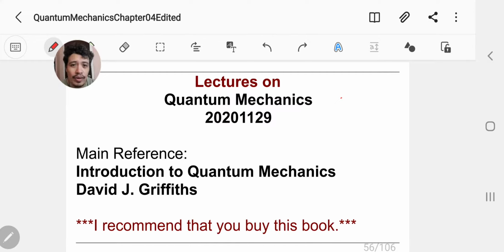And again, our reference is Introduction to Quantum Mechanics by David J. Griffiths. And I recommend you get a hold of this book. It will help you in your study about topics in quantum mechanics.